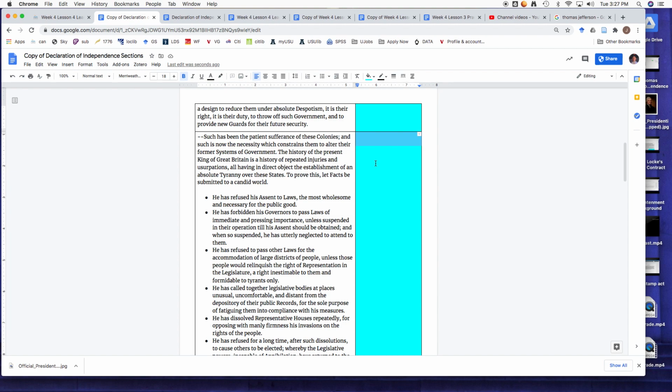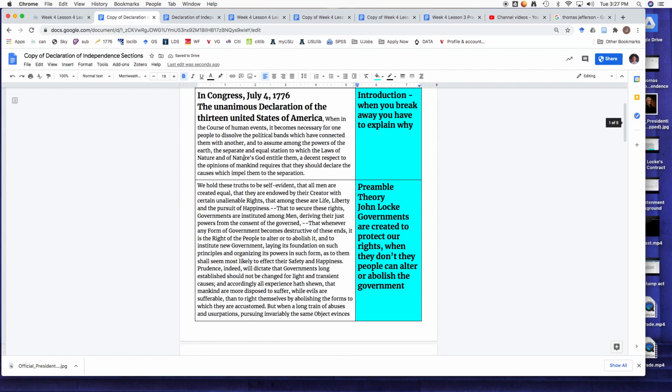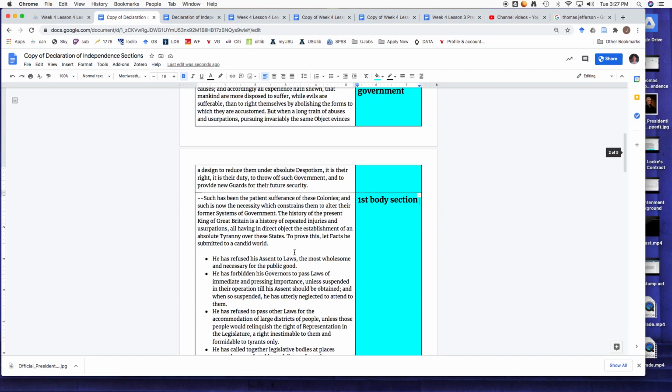And this is the first body section. And I'm not going to read the preamble because we've already read it. And I'm going to just introduce this section. He says, such has been the patient sufferance, meaning the colonies are patiently suffering. And such is now the necessity which constrains them to alter their former systems of government. So he's saying we have to change our government.